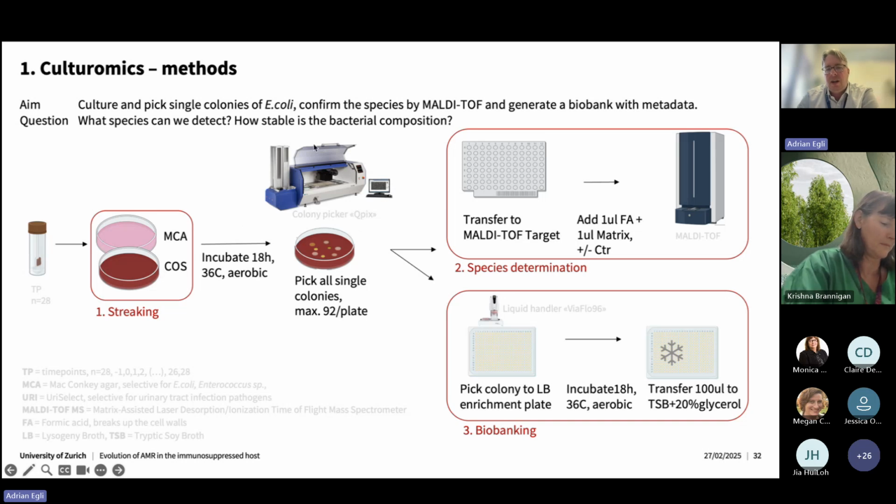We have a colony picking robot which can pick colonies automatically, and this colony picking robot picks the colonies, loads automatically a MALDI-TOF target. So we know then, and I have my own MALDI-TOF in my lab, where we can identify what kind of species there are. So especially from COS, this is important. From McConkey, obviously, you will have a lot of E. coli. But then it goes back to the exact same position and picks another sample, and thereby we build up a biobank of individual bacterial cells.